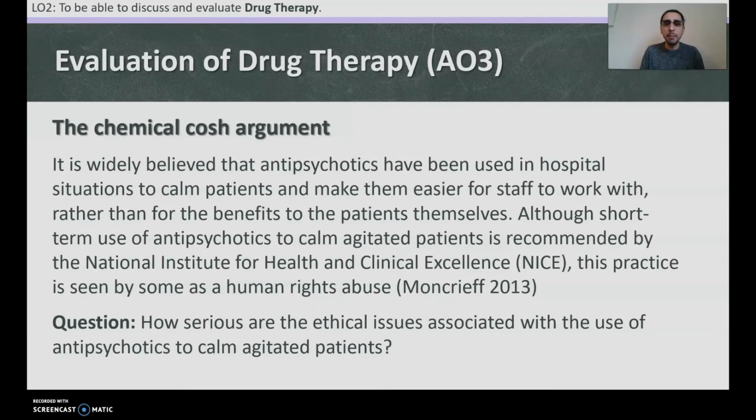Is that really the medication that we want? Is that really reducing the symptoms, or is it actually just making them so exhausted that they can't be bothered to do anything? How serious are the ethical issues associated with the use of antipsychotics to calm agitated patients? Of course there are ethical issues here. Think about it. What are the ethical issues? Is this a strength or a weakness? This is a weakness, of course.